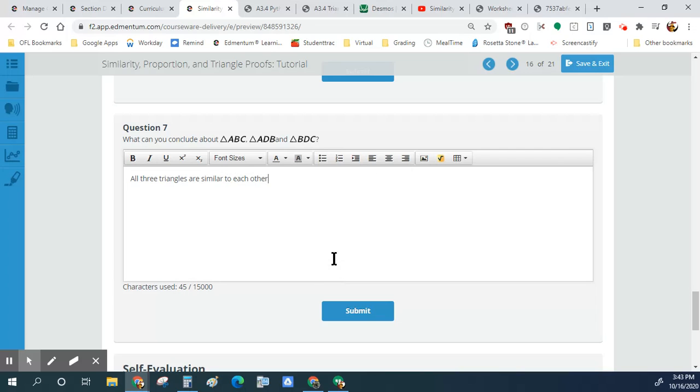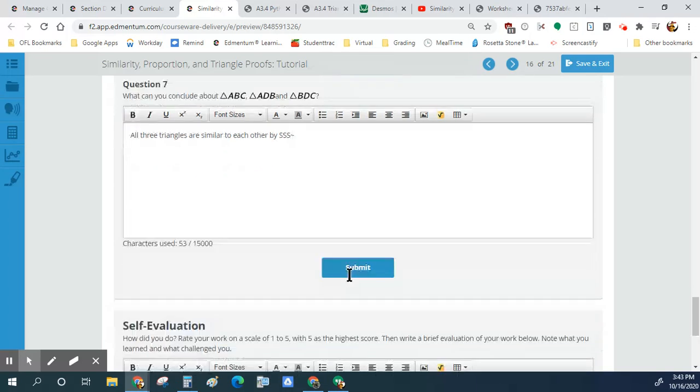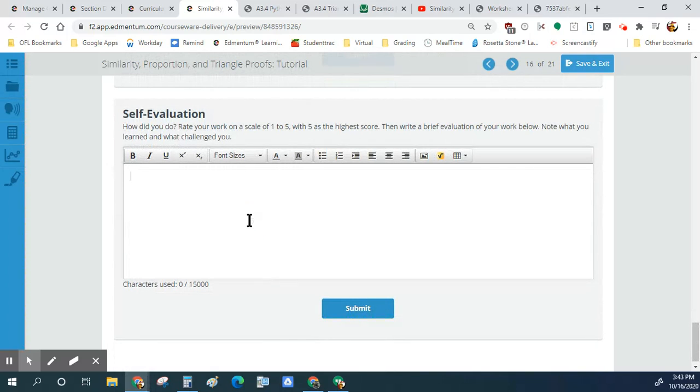Because all the sides are proportional, by side similarity. Where's the similarity button? Oh, shift and then the thing. Side similarity. Notice how it looks like the congruent sign, except it just doesn't have the equal. It's just a tilde.